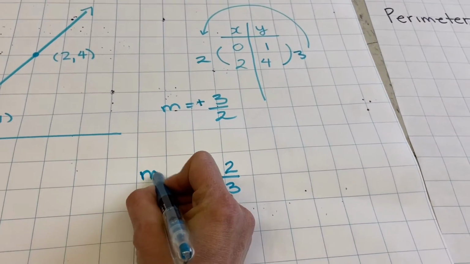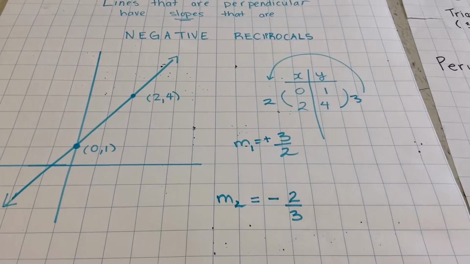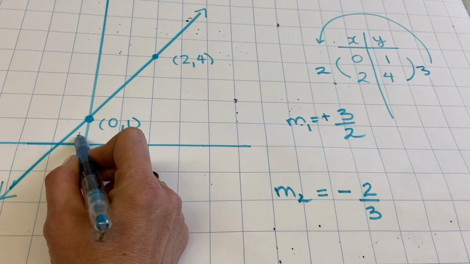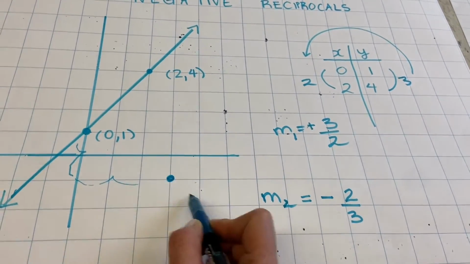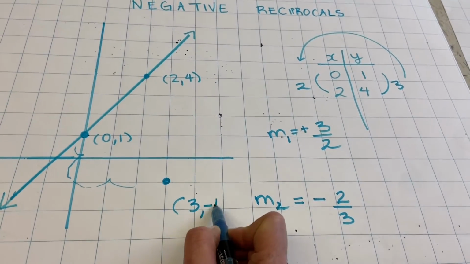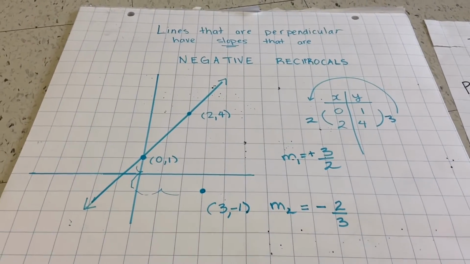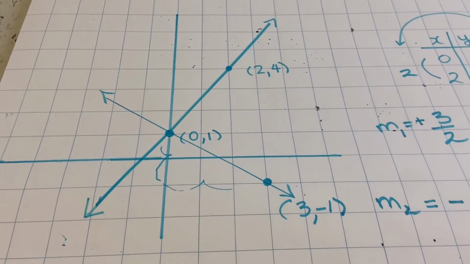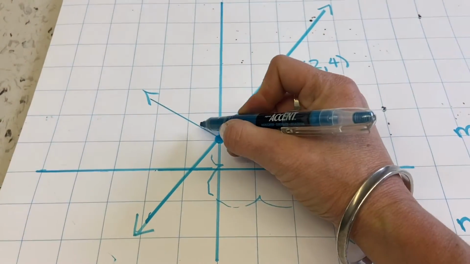Let's check. This is slope number 2, and this is slope number 1. Let me show you on our graph. So, for example, if I was to start at this point, and I was to go down 2 and across 3, this would get me to the point 3, negative 1. I'm going to connect those 2 points, and we're going to look to see if that looks perpendicular to our original line. I've connected the points from 0, 1 to 3, negative 1, and that certainly looks like they are perpendicular.